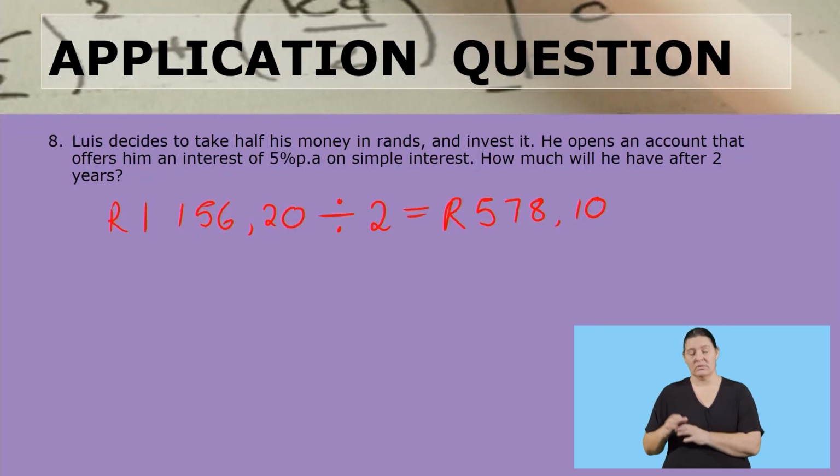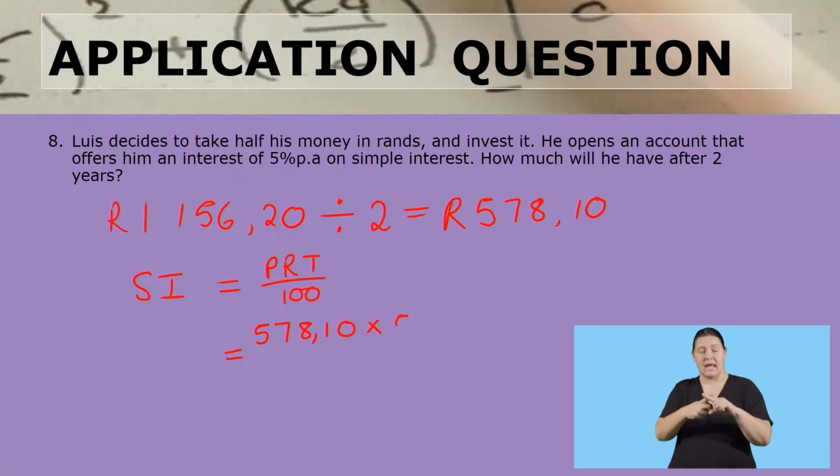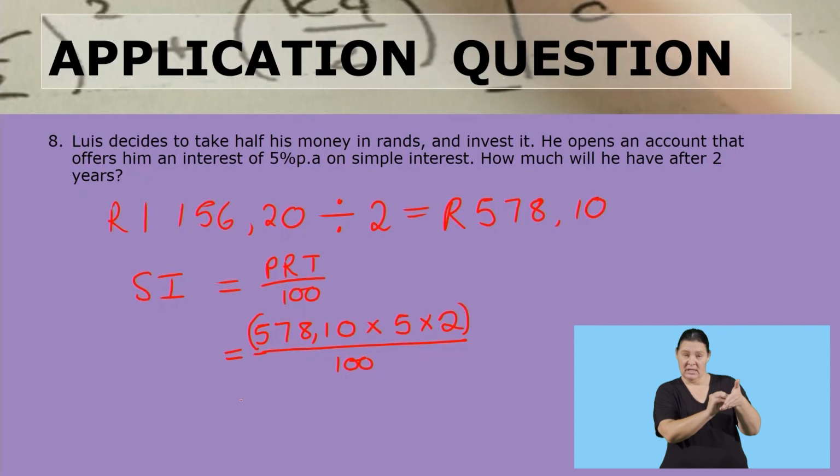So he decides to invest it. He opens an account that offers him an interest of 5% per annum on simple interest. How much will he have after 2 years? So remember, simple interest will be P for our principal amount, R for our rate, and T for our time or our period. And we are going to divide all of that by 100. The amount that he invests is 578 rands and 10 cents. We multiply that by the interest rate, which is 5, and we are going to multiply that by the amount of time, which is 2. Not forgetting that we need to divide all of that by 100, and don't forget to use your brackets.